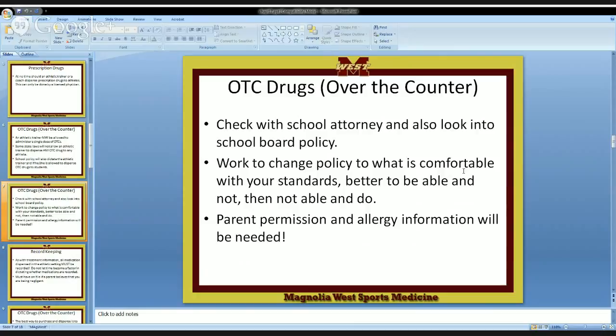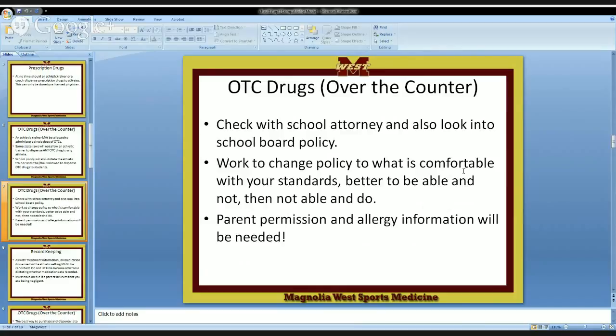You can also work to change a policy if you're uncomfortable with your standards, but you'd better be able to. It's better to be able to give it out and not give out than not be able and give out. You know what I'm saying? It's better that you're able to give it out but you don't, than if you're giving out over-the-counter medications and your school board policy said no. You'll get fired quickly. All right?